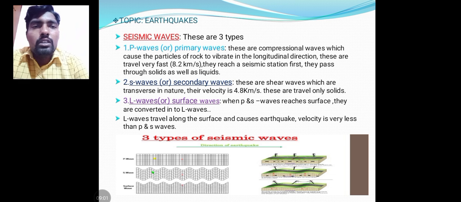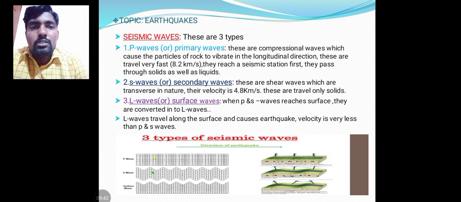So next one, third one, L waves or surface waves. When P and S waves reach the surface, they are converted into L waves. Some scientists say the conversion is not exact, but P waves convert to S waves, and S waves convert to L waves. Based on the focus point, the intensity will be different, the effect will be different, the impact will be different, and the speed will differ based on the material, the focus point, and the traveling distance, right?